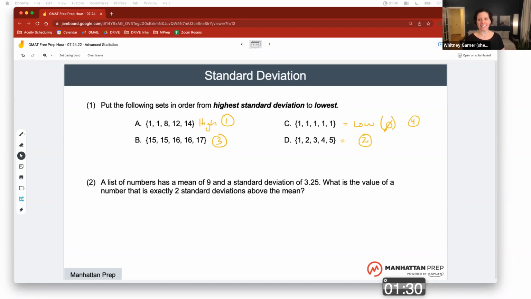Nice. Excellent, y'all. So in this situation, if we have an average of 9, then anything that is 2 standard deviations above the mean would be 9 plus 2 times whatever 1 standard deviation is. So 9 plus 6.5. Oops, that's not a plus 5. 6.5 is 15.5.